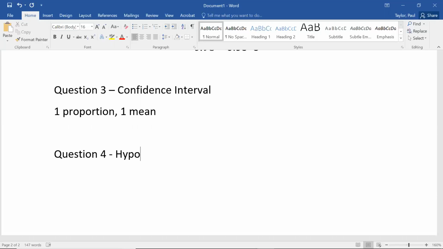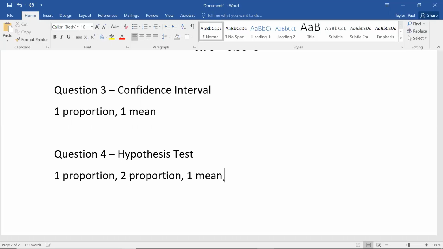Question number 4 is going to be a hypothesis test type question. And we had lots of hypothesis tests. So there's hypothesis tests with one proportion, two proportions where you split into two groups and you were trying to decide if the two groups had the same proportion, yes or no.